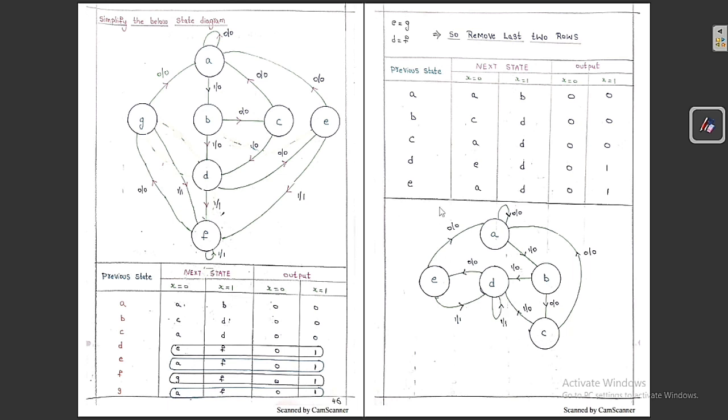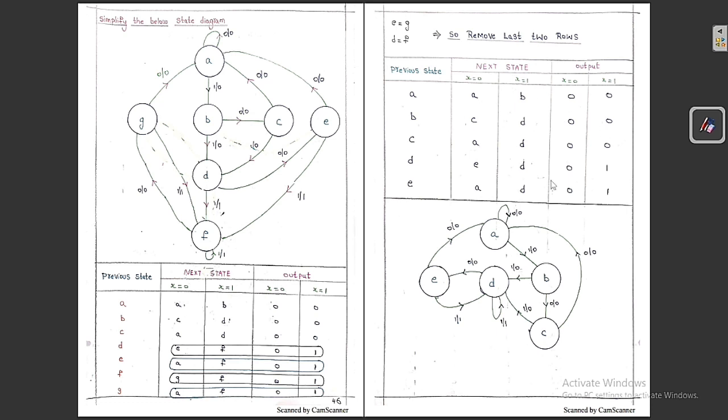Similarly from D, you can see when input is equal to 0, it goes to state A with an output of 0, and whenever the input is equal to 1, it goes to state D itself with an output of 1. Similarly from A, if the input is equal to 0, it goes to state A with an output of 0, and whenever the input is equal to 1, it goes to state B with an output of 1.